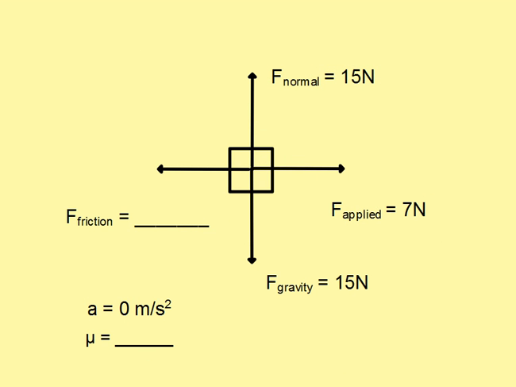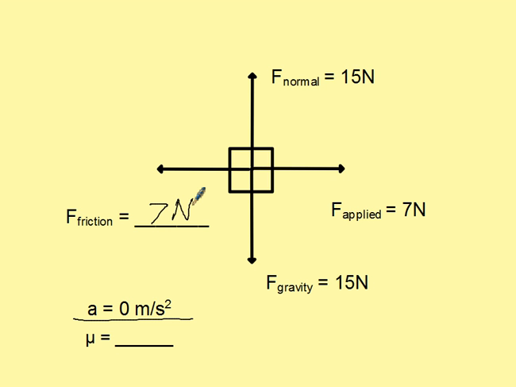Let's work a sample problem. Here we have an object that has an applied force of 7 newtons to the right. It's experiencing a force of gravity of 15 newtons, which means it has a normal force of 15 newtons. We're going to assume this object's resting on some surface, which is why we're going to be dealing with friction. We can see down here at the bottom that this object's not experiencing any acceleration, and if that's true, then we know the frictional force is going to be 7 newtons opposing it. So we're looking at balanced forces here if there's no acceleration.